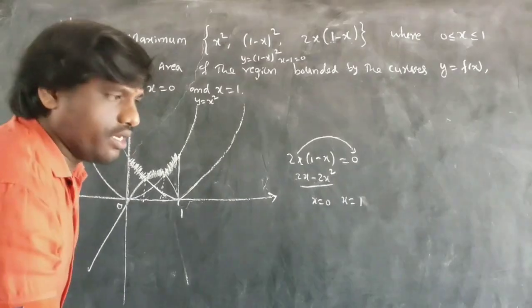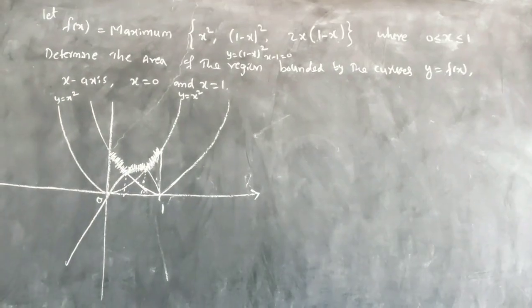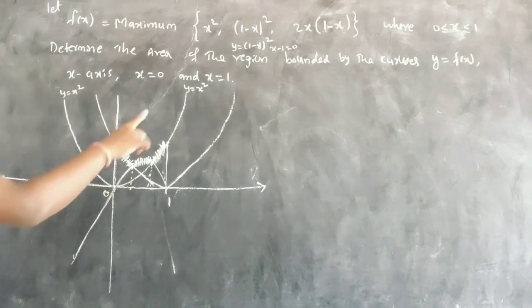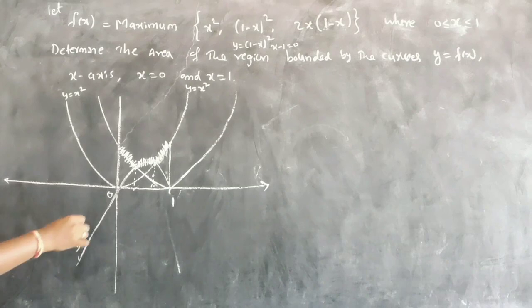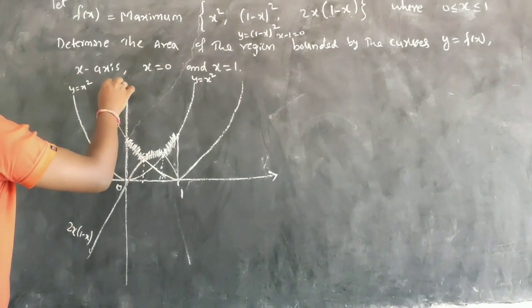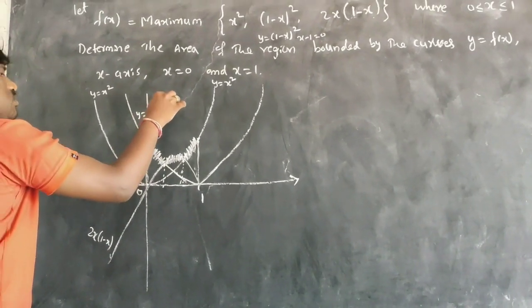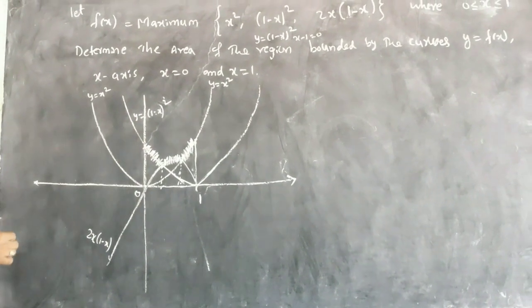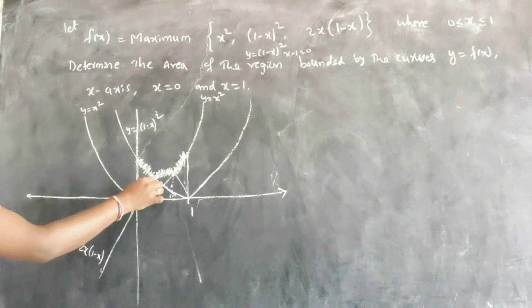So now what I will do here is find the intersecting points. The lower graph is 2x into 1 minus x, and this other graph is y equal to 1 minus x whole square. Let us equate them and find the value. If I equate them, you can get the value of x here.